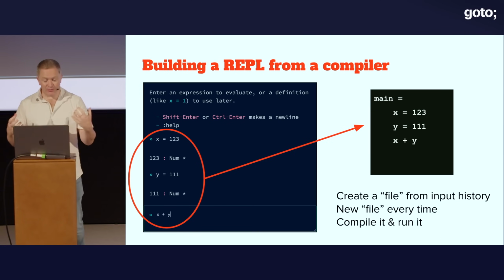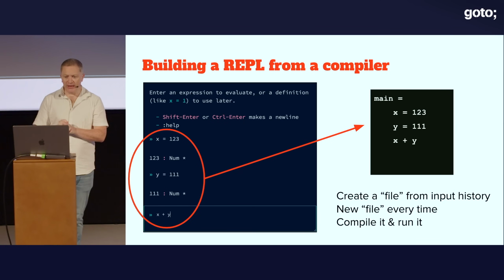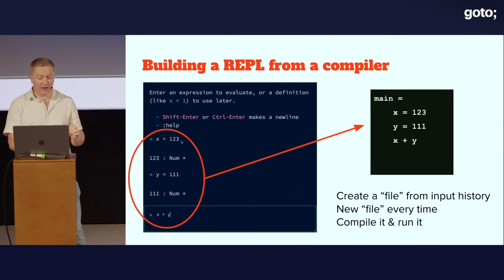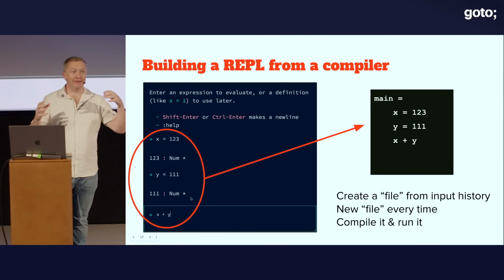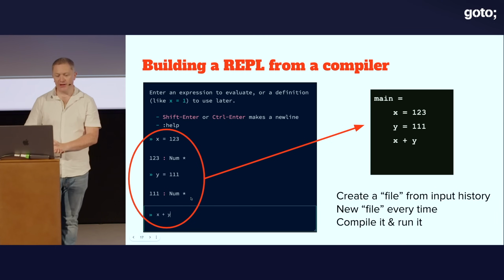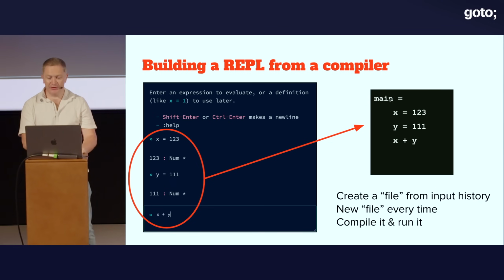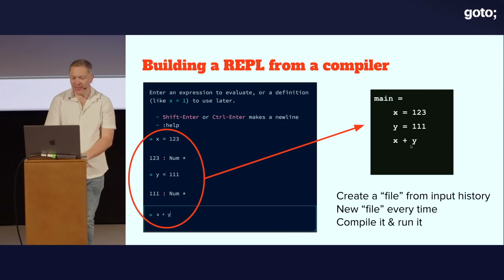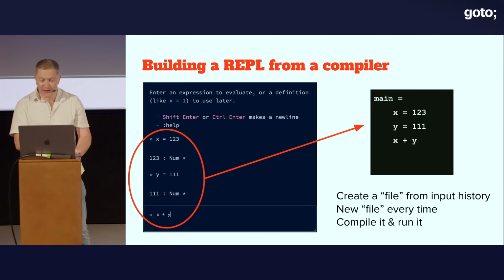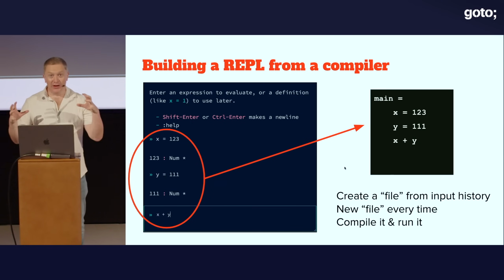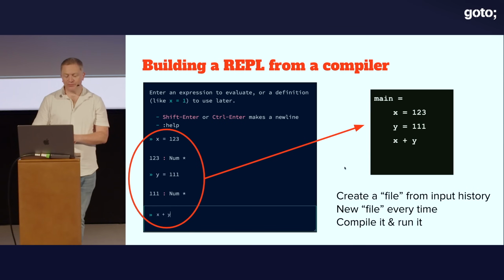And so how you build a REPL out of a compiler is you take all of the input lines of text that have ever been entered by the user in the current session, you jam them all together, and you wrap them up in this main function. This syntax is probably not too familiar, but indentation just means that it's inside the main function. So we grab all of those lines, wrap them in a main function, and return this x plus y, which was the last line I entered. So the last line becomes the return value of that function.